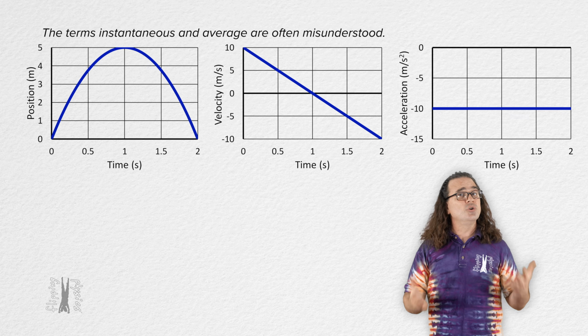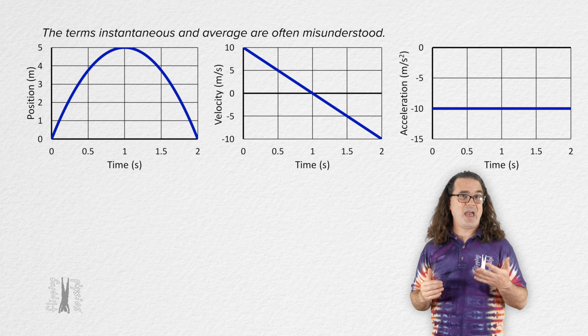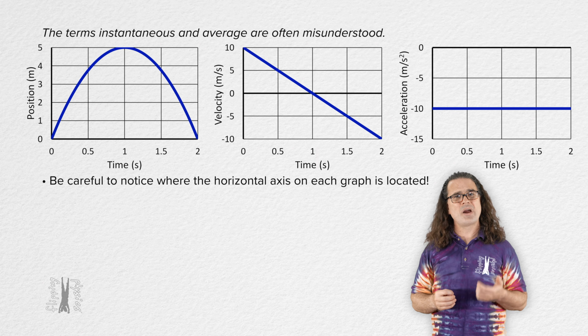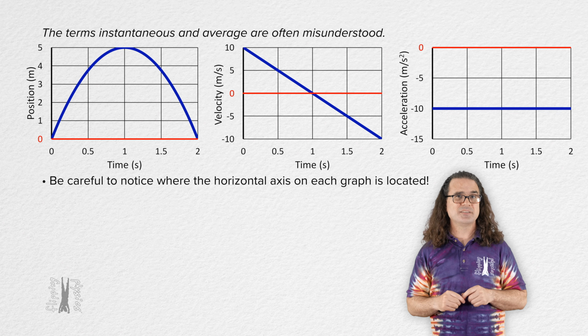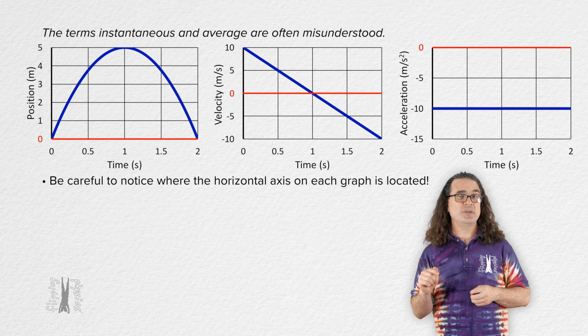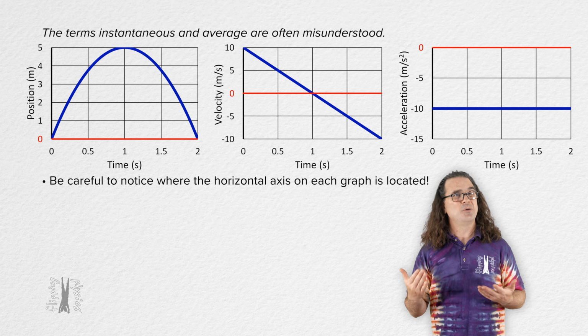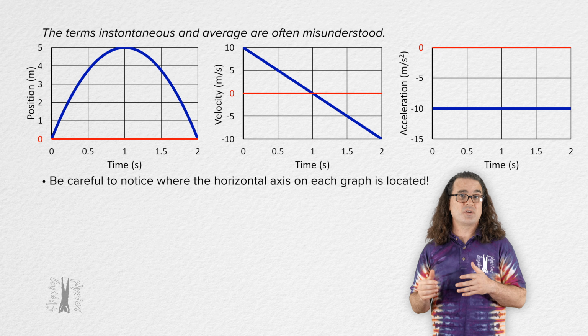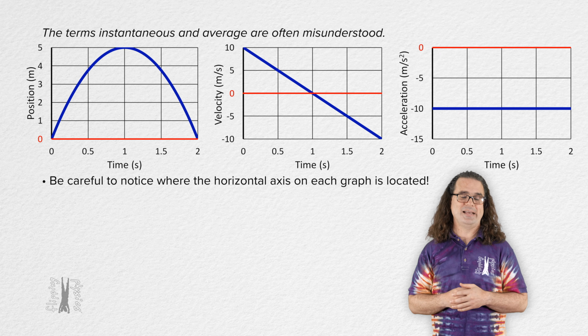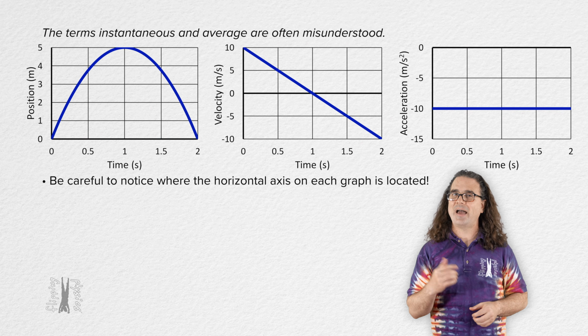Okay, I do want to take a moment and point out that you have to be careful to notice where the horizontal axes are on graphs. In these 3 graphs, the horizontal axis is in 3 different locations. So be careful to notice where the horizontal axis is, so you know where the value of 0 is for the vertical axis.